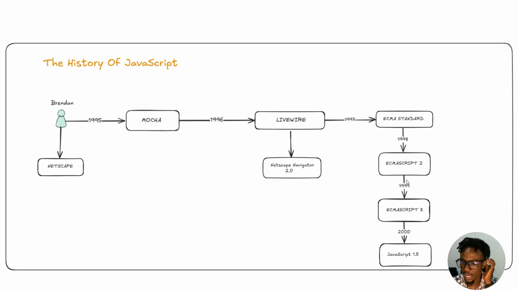Sorry about that. We had ECMAScript 3, 1999, and 2000, we had JavaScript 1.5, right? So this is pretty much the evolution, or the history, of JavaScript. And this timeline has been going down up until now, where we have ES Next and all of that. So that's pretty much the history of JavaScript.